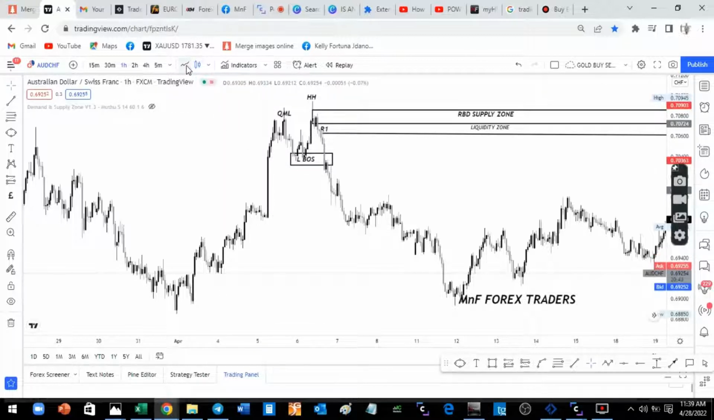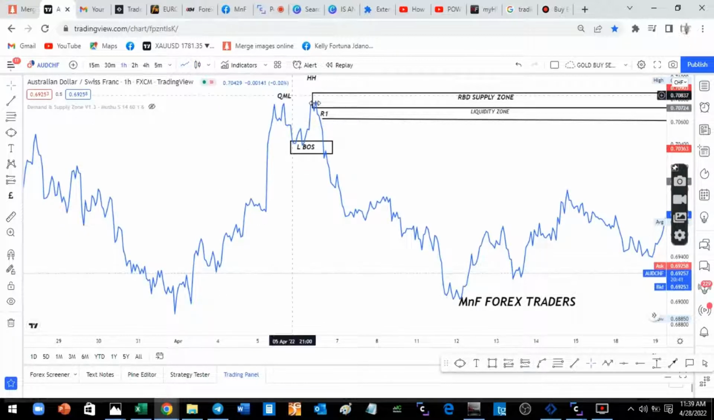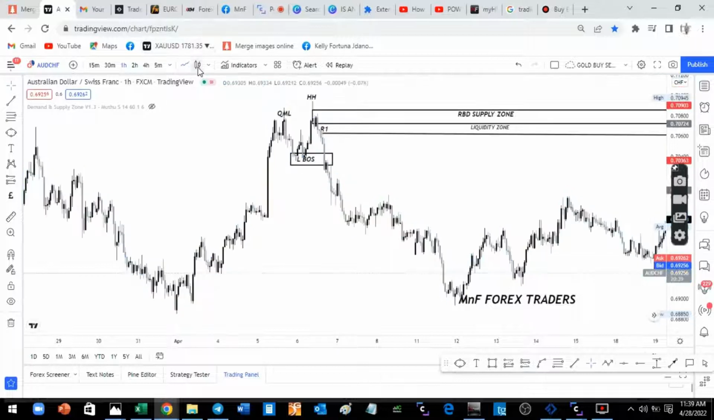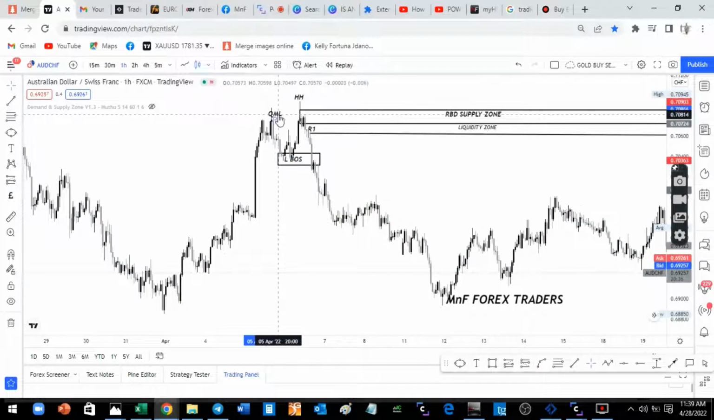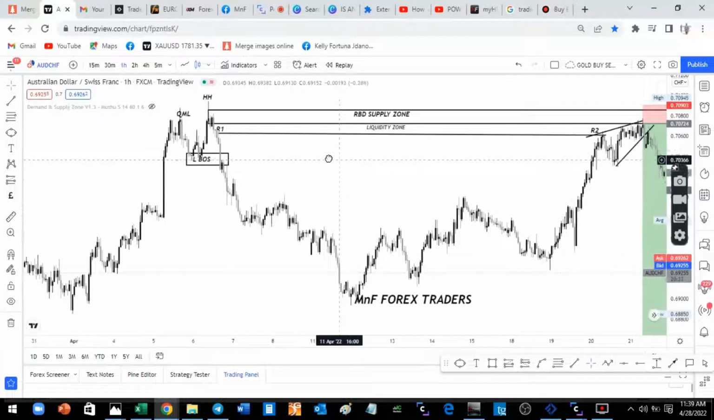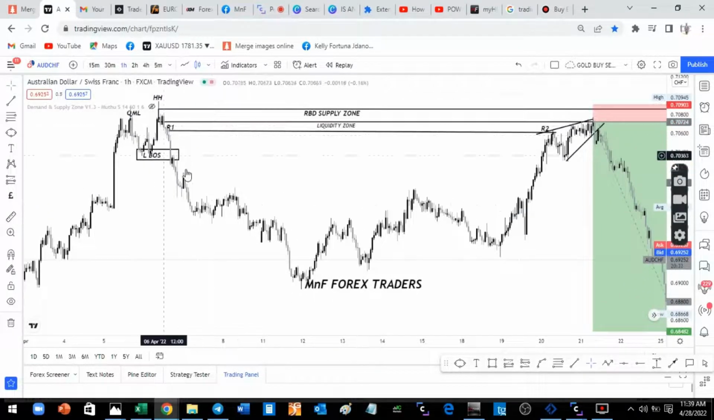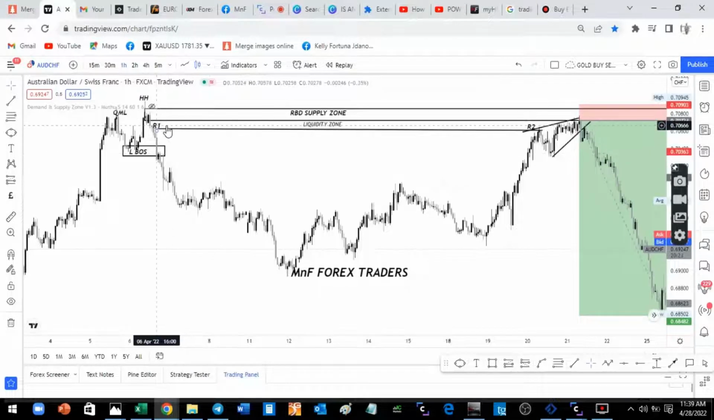I know some would say this is almost the same level. So what you can do is this. You see that they're almost at the same level right there. So this is what we call a QML shadow. After that, we had a lower low being formed. And if you look at the candles that broke the structure, we had momentum candles right here. Apart from that, we had the resistance here and another resistance right there.